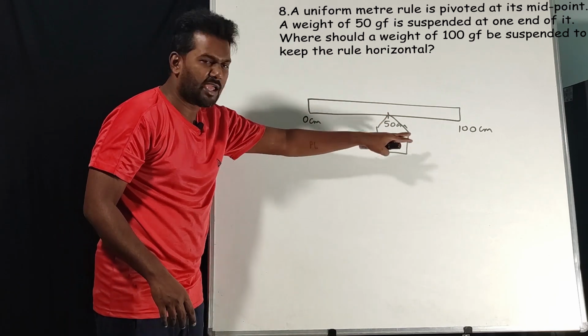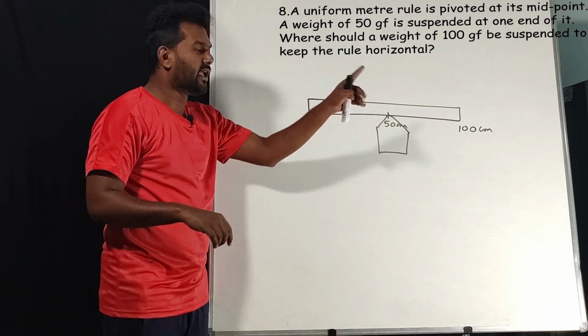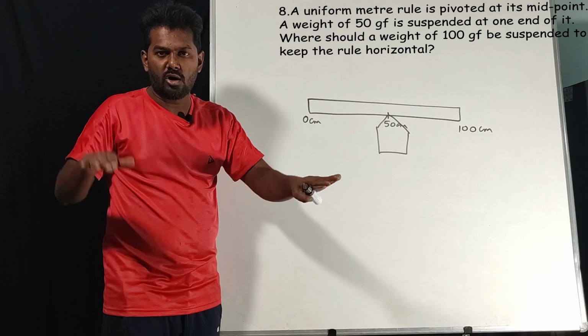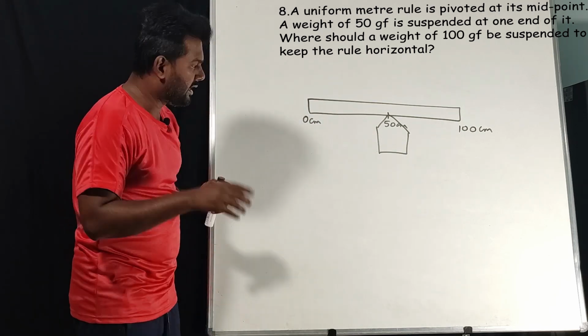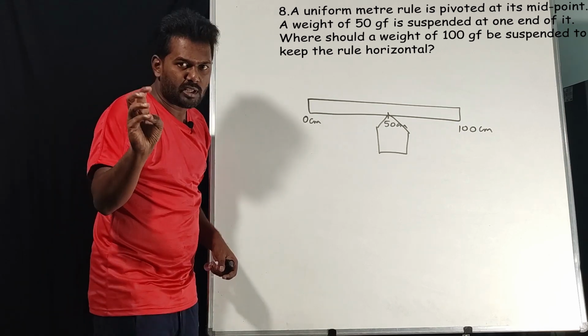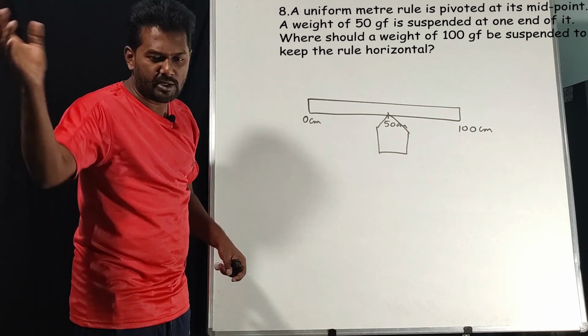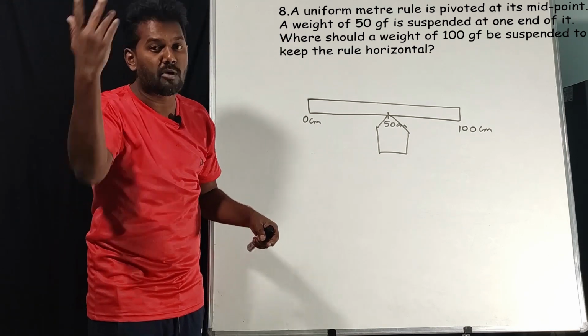If you keep any knife or pivot point, it will balance each other without any load. So even though there is no load, it will balance each other easily, exactly at the center. So that is the meaning of uniform meter rule. The important thing is meter rule, then uniform meter rule. We are going to solve all kinds of questions based on meter rule and uniform meter rule.